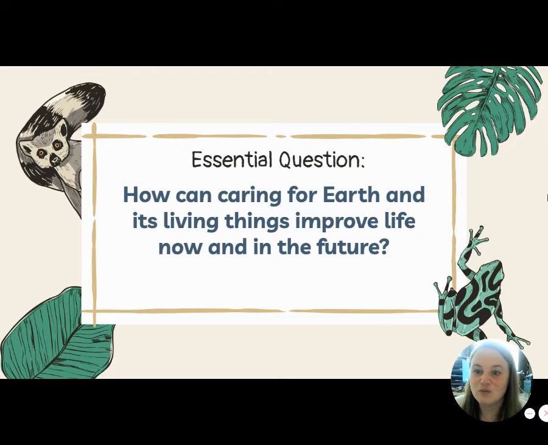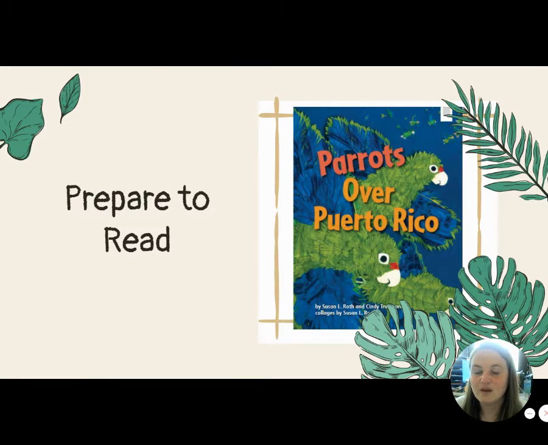We will continue with our essential question: how can caring for Earth and its living things improve life now and in the future? We're going to start reading the text, Parrots Over Puerto Rico by Susan L. Roth and Cindy Trumbore. Collages by Susan L. Roth.